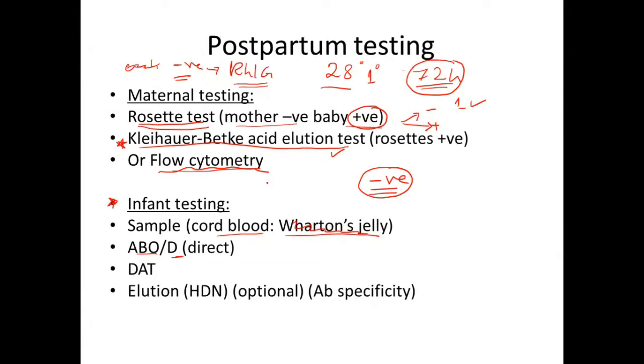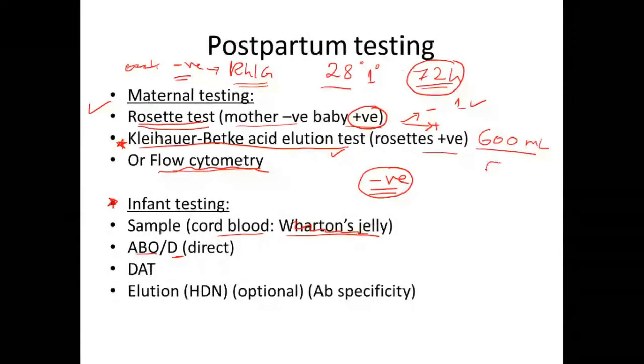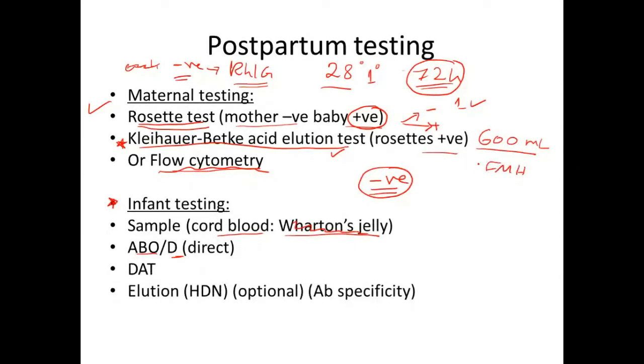So let's move to the infant test. This is the mother's testing: the Rosette test and the Kleihauer-Betke test. For example, if she has 60 mL of fetal-maternal hemorrhage, she needs 2 or 3 doses. It depends, there is a special calculation for 2 or 3 doses.